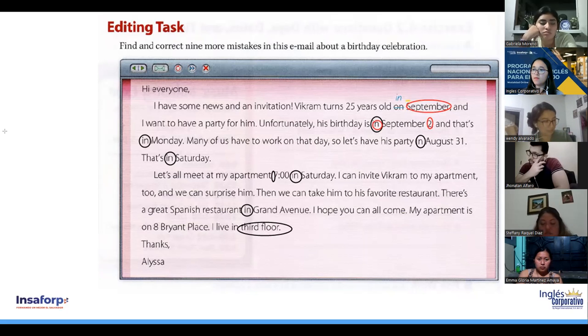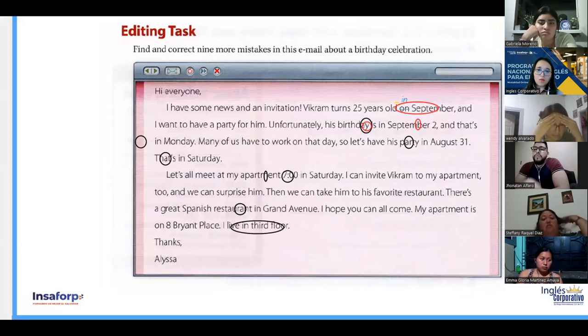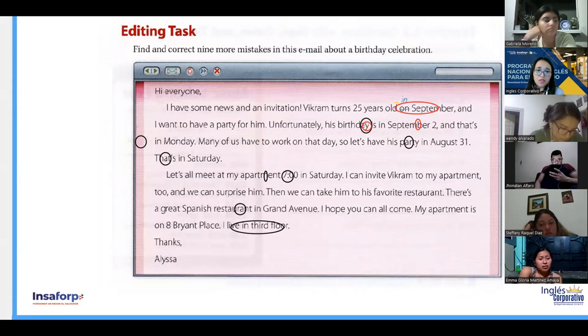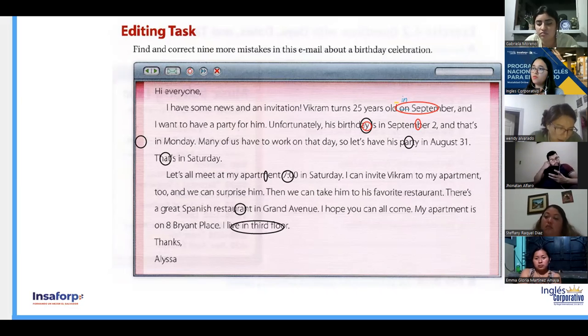Les he compartido en el WhatsApp la información también. Ahí especifica bastante. On lo utilizamos con days, dates, right? In lo utilizamos con months, con years, a decade, century, seasons, and time periods. Para que tengamos the idea of these repetitions. A veces nos podemos confundir when we are speaking, we don't know what to say, if it is in or at, etc.